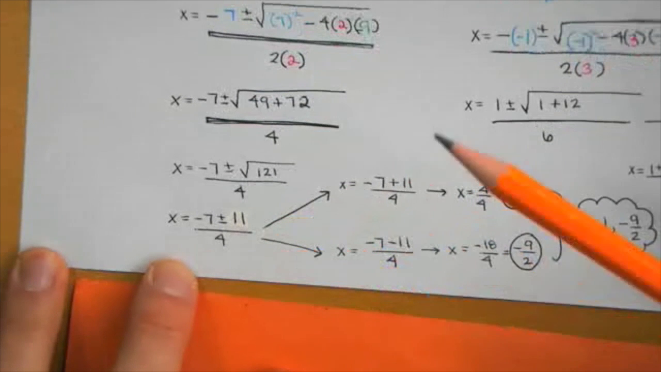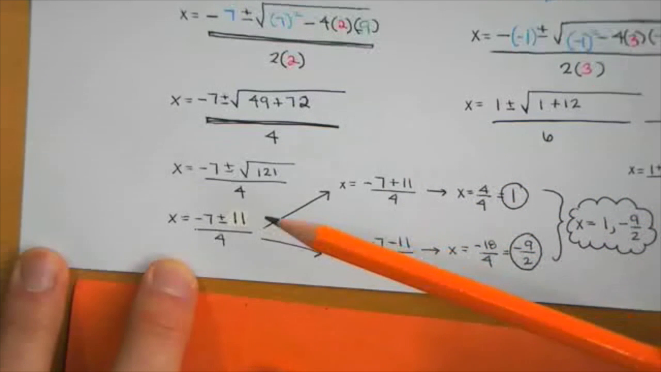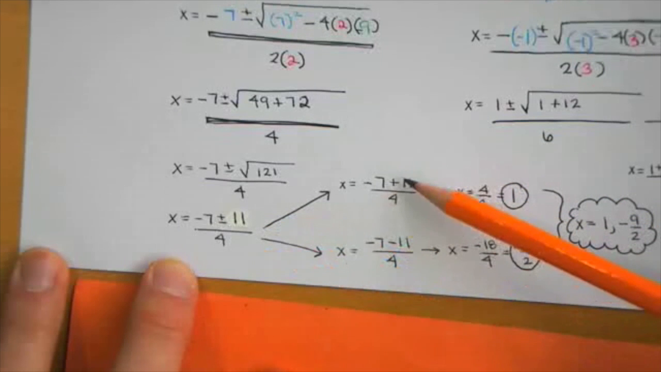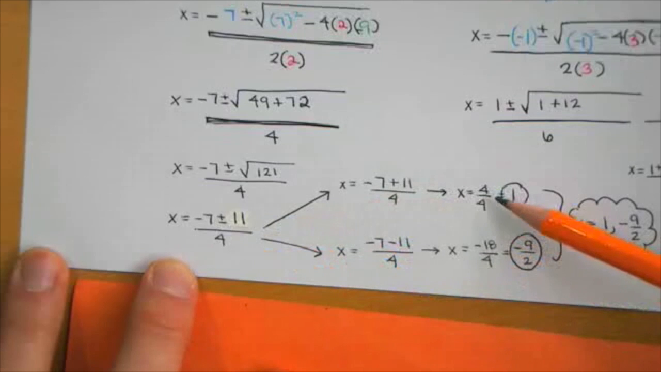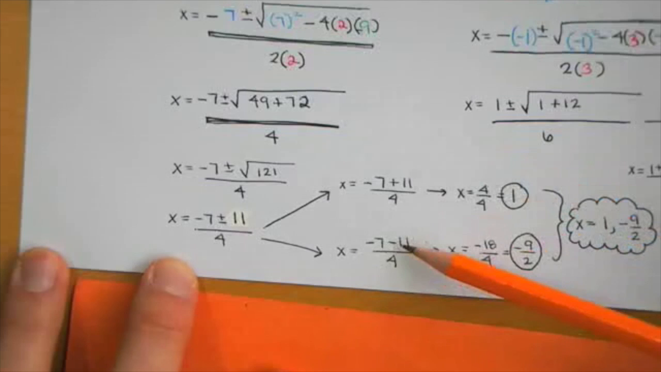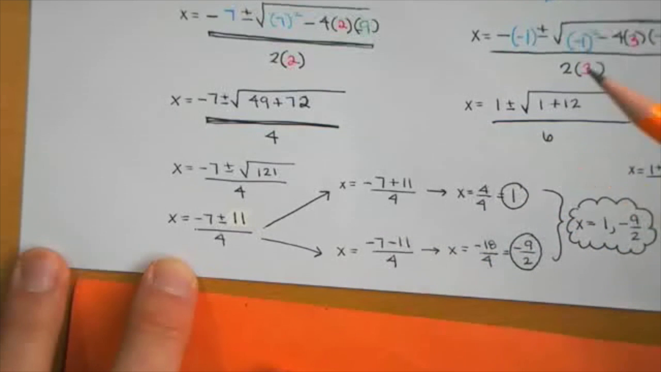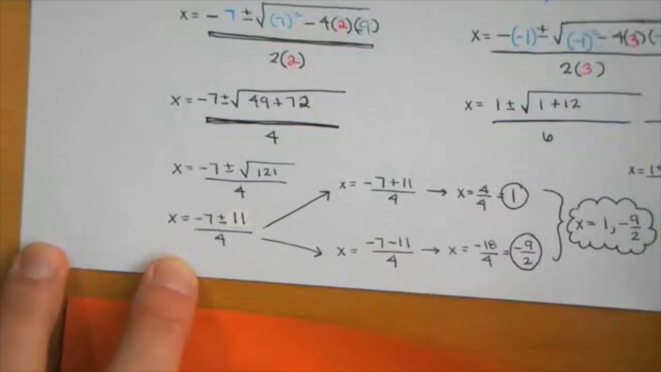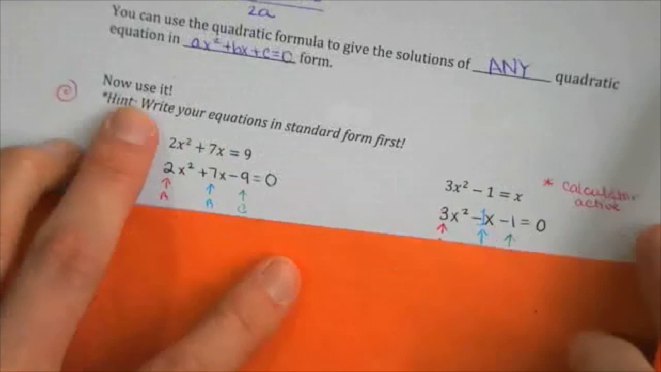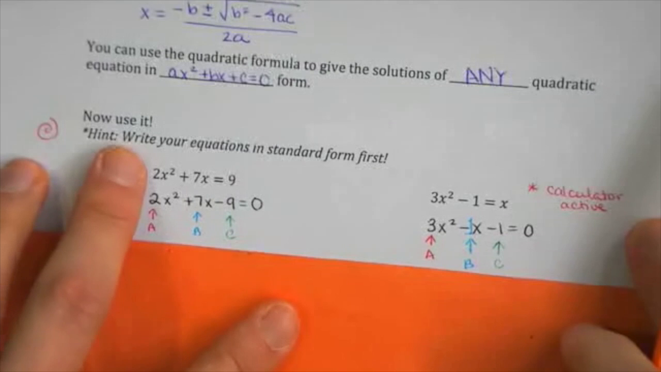So we just set up two equations to solve for x. We have x equals negative 7 plus 11 divided by 4, and that would give us 4 over 4, or just simply 1. And then negative 7 minus 11 would give us negative 18 over 4, which would give us a negative 9 over 2. So those would be our two solutions. If I went a little fast through that, go back, slow it down, walk through it again. We're going to walk through this next example, though. Remember, you are allowed to use your calculators for these examples coming up.